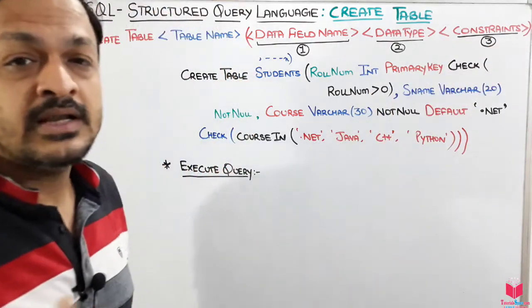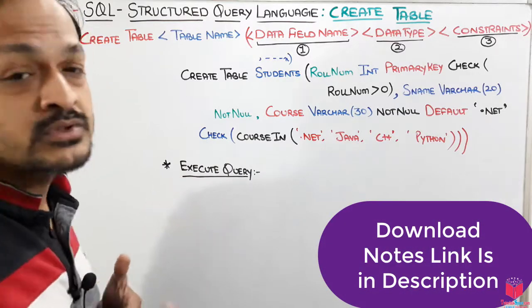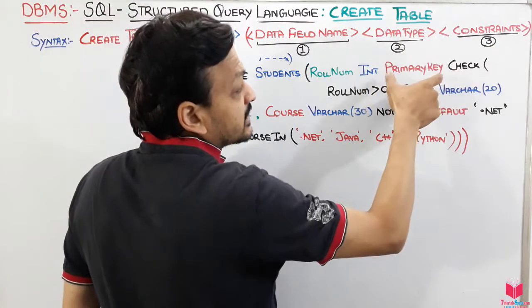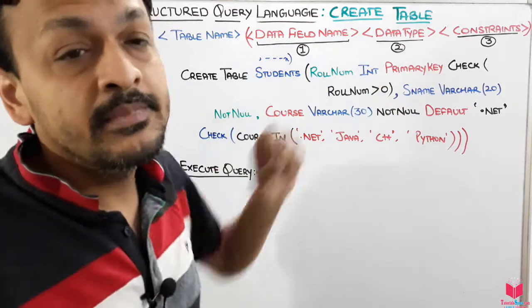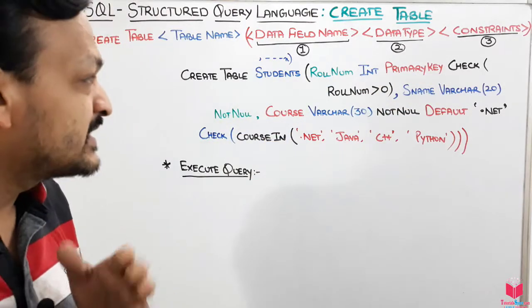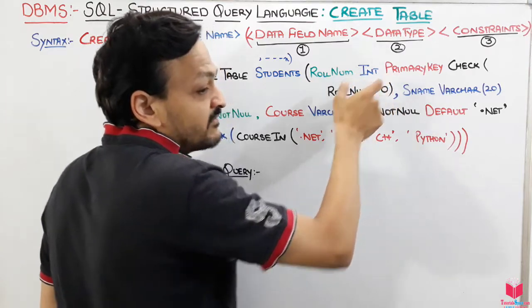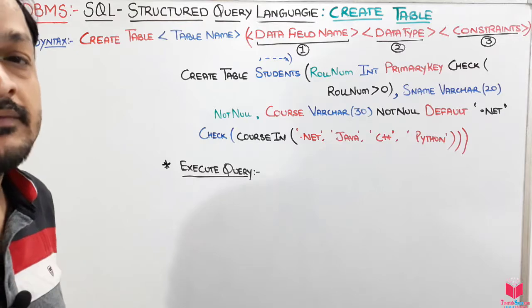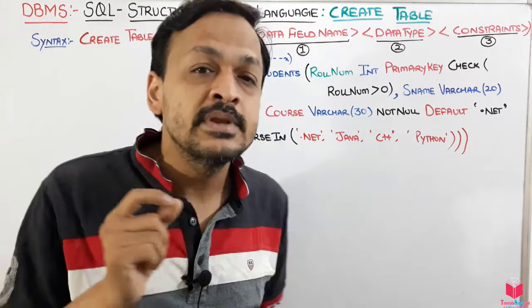Next thing is constraints. What are constraints? They are the rules which we apply on attributes, on values. I have applied a constraint like primary key. What does it mean? It means that roll number is a primary key which contains values in integer data type, and it will not have any null value, which is the key feature of a primary key.